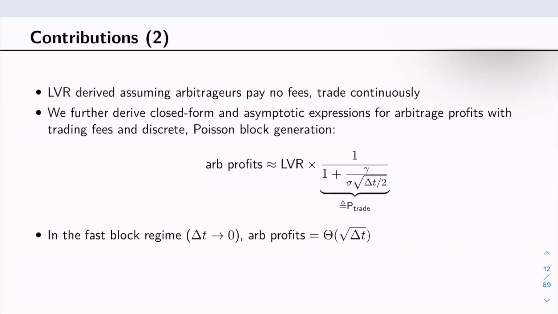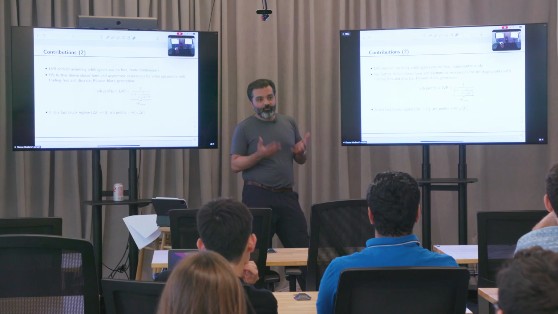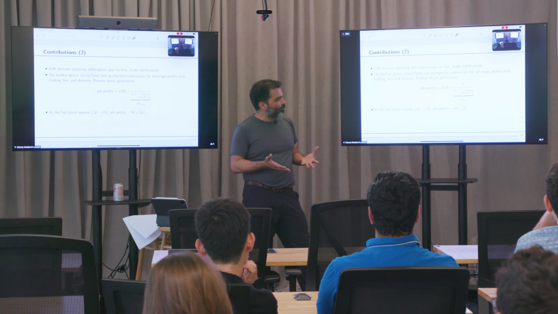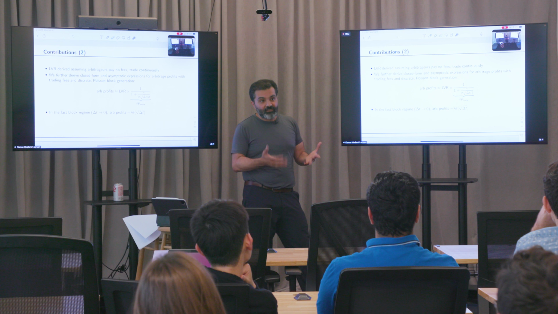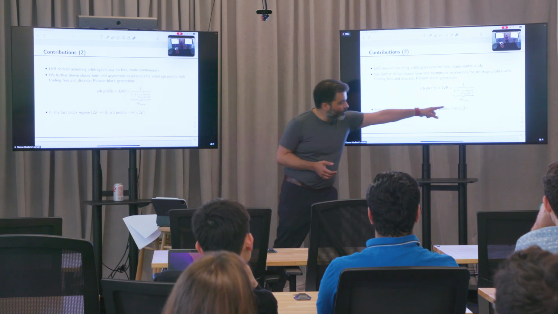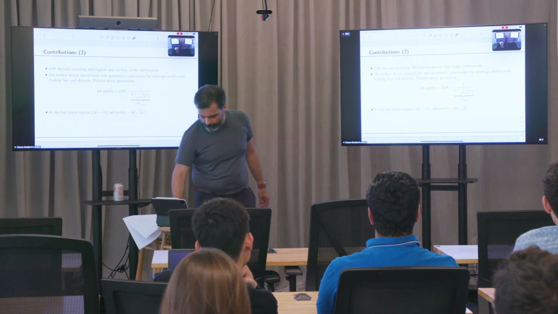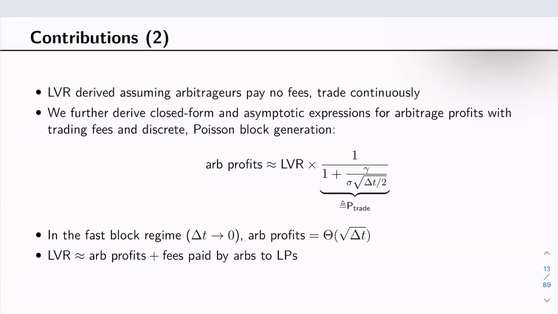What we also see is that once there are fees, in the fast block regime, if we imagine delta t, the time between blocks, shrinking to 0, the arbitrage profits also shrink. You can see it in that expression there, but what that immediately suggests is, from the perspective of minimizing how much is paid to arbitrageurs, minimizing this type of MEV, faster blockchains will work better according to the square root rule.